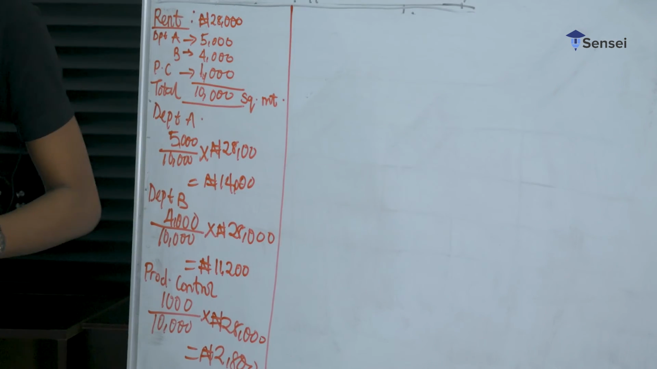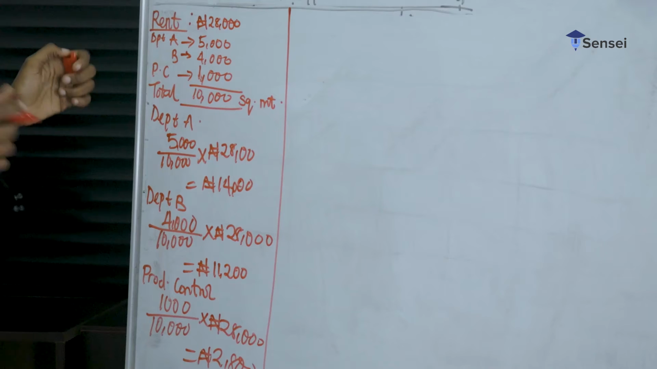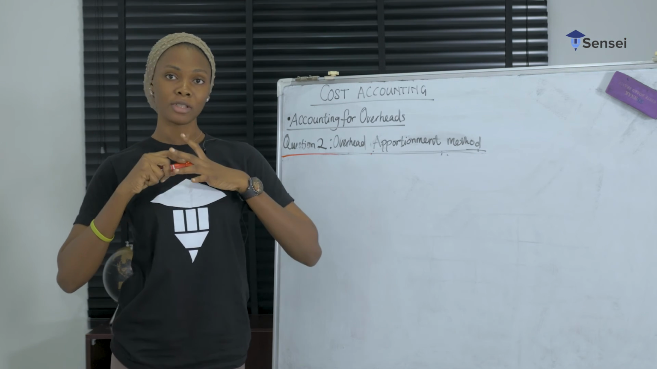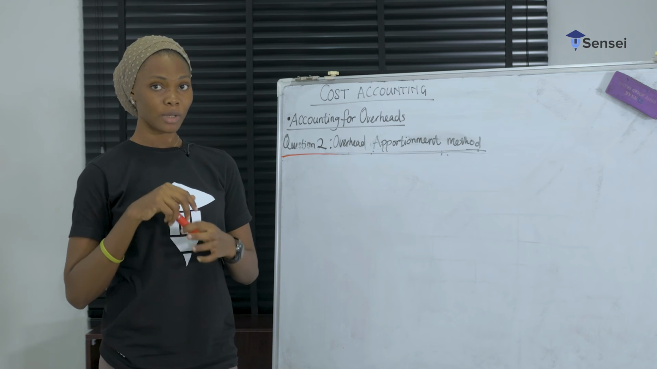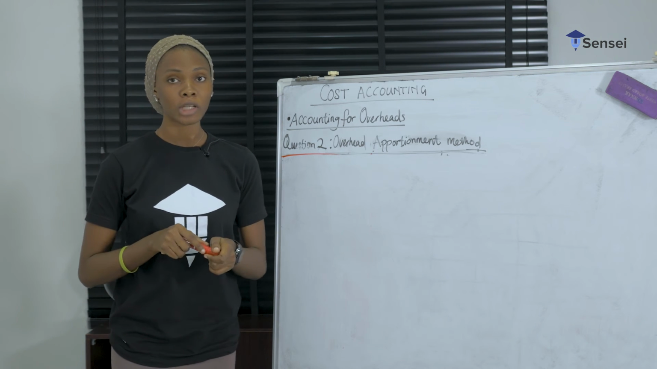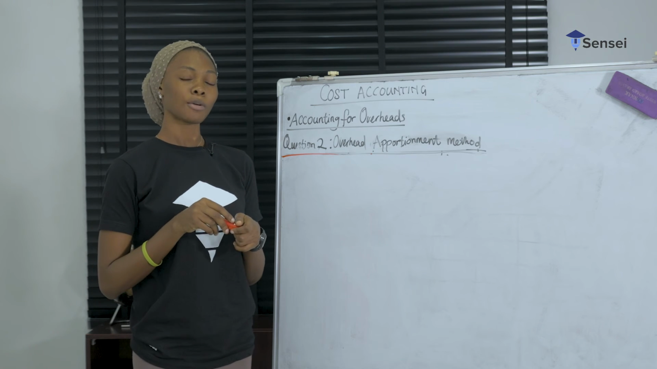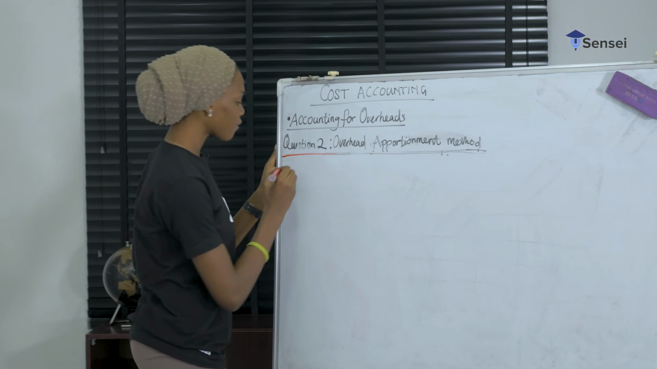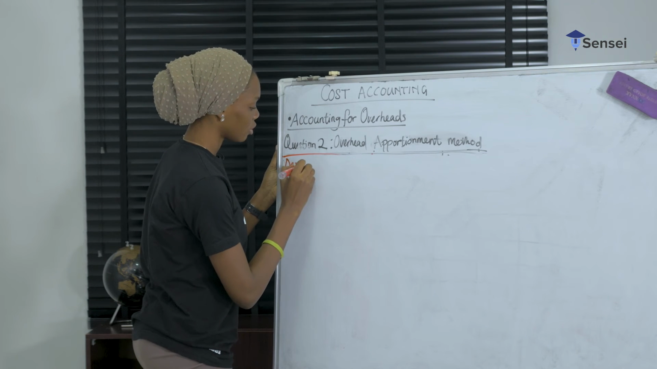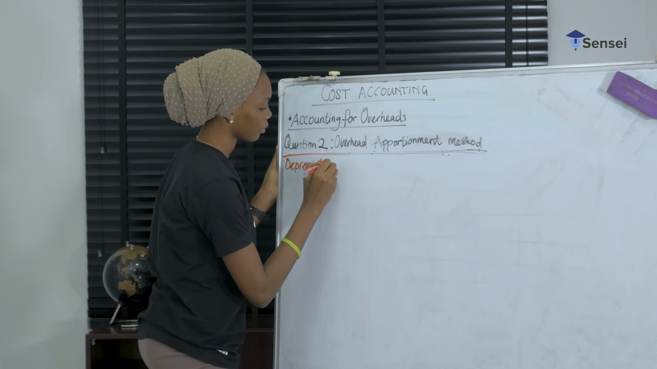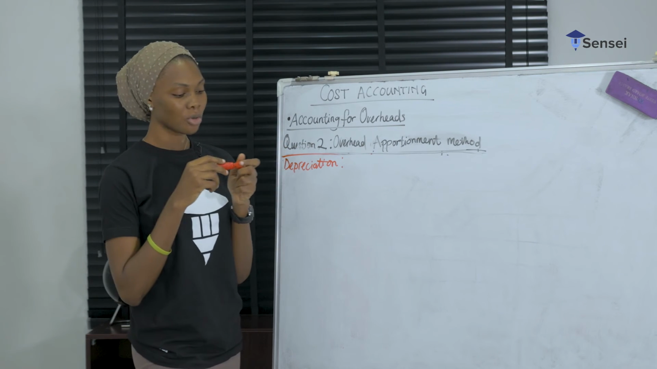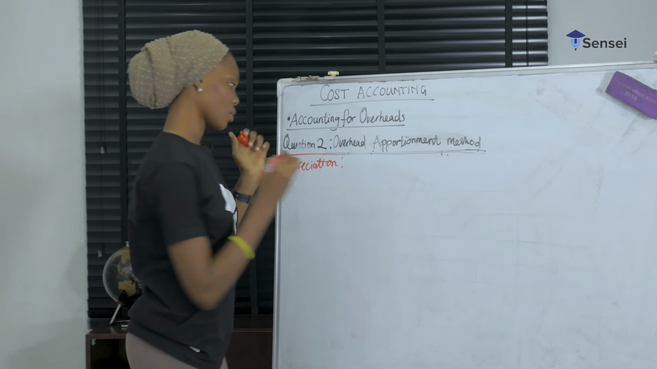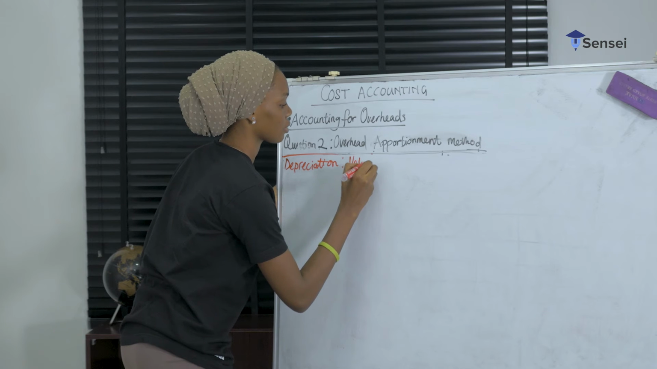So on to the second item on the table, which is depreciation. We've explained how we arrived at 14,000 naira for rent of Department A, 11,200 naira for Department B, and 2,800 naira for Department C. So on to the second item on the table, we have depreciation. And the basis of apportionment for depreciation based on this question will be the value of plants.